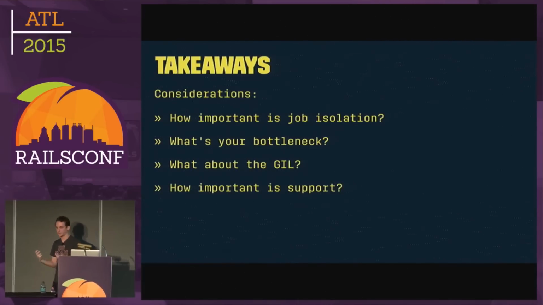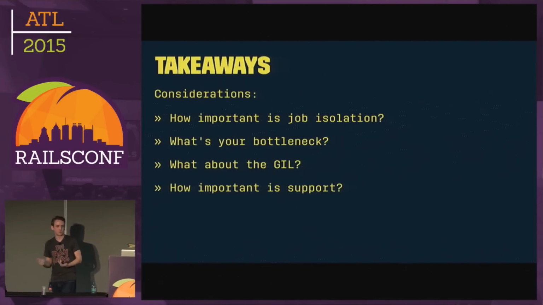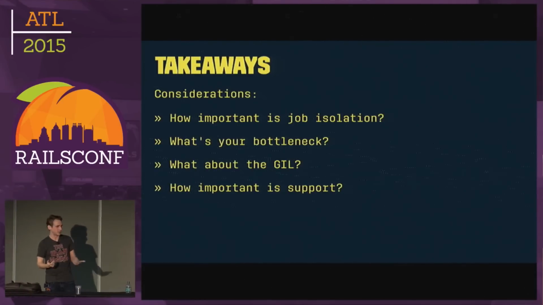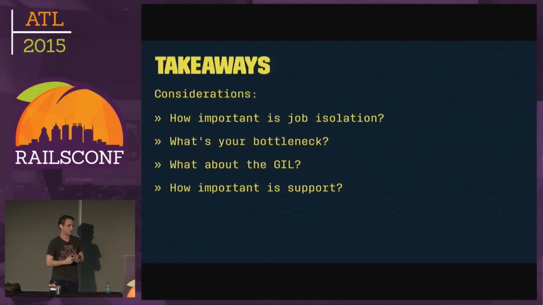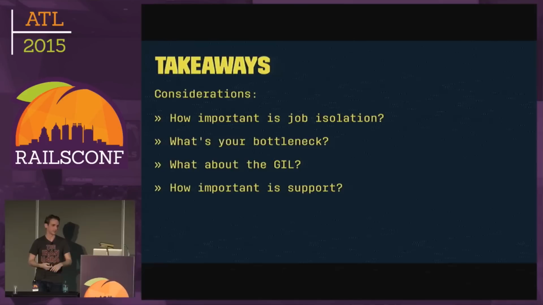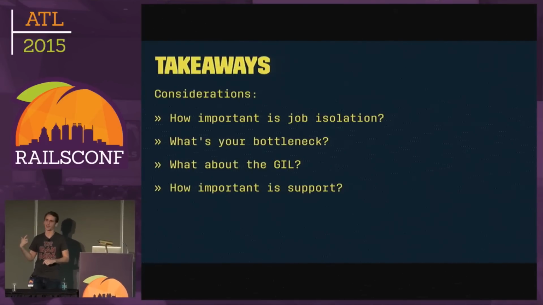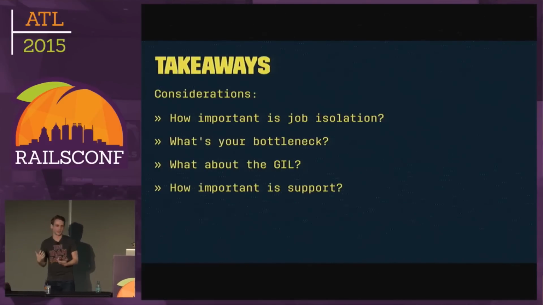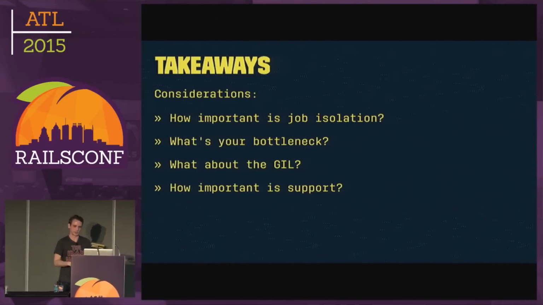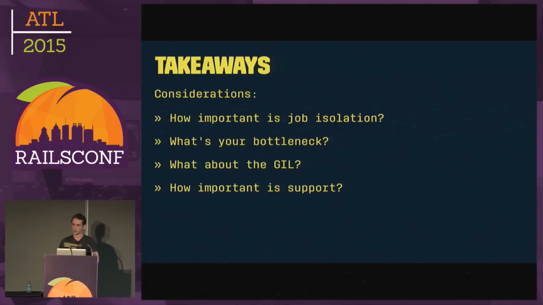Other considerations if you're weighing Resque versus Sidekiq: how important is job isolation? Do you need to be able to signal them individually? What really is your bottleneck? Especially if you're on MRI and processor bound, you're not going to get much of a speed up from threads. Also, how important is support?